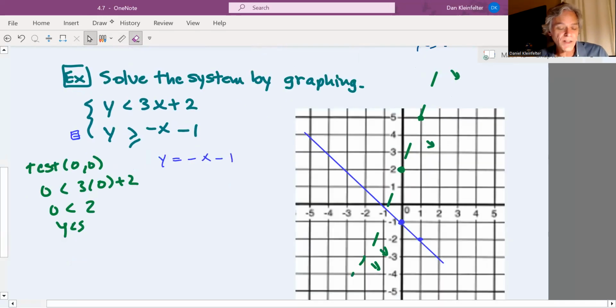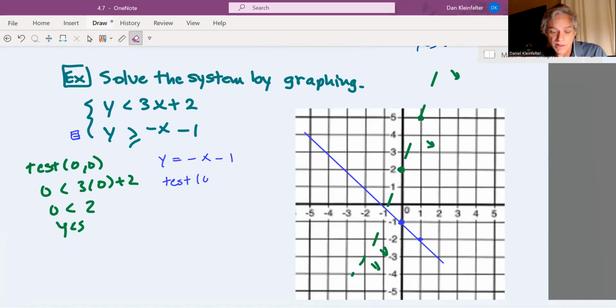And so now we want to figure out where we would shade the blue one. So again, if it's not passing through the origin, I like to test with the origin because the origin is easy to work with, right? So we'll have 0 is greater than or equal to minus 0 minus 1. 0 is greater than or equal to -1. That looks like it's true. So the origin is a solution to this one, so we would shade above the blue line.